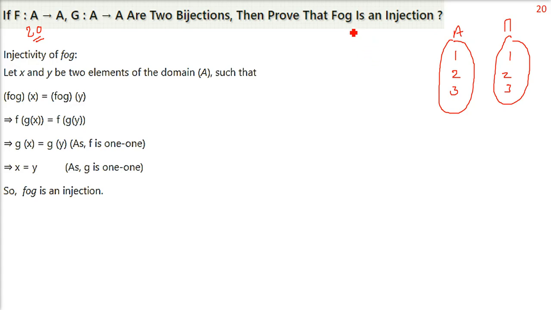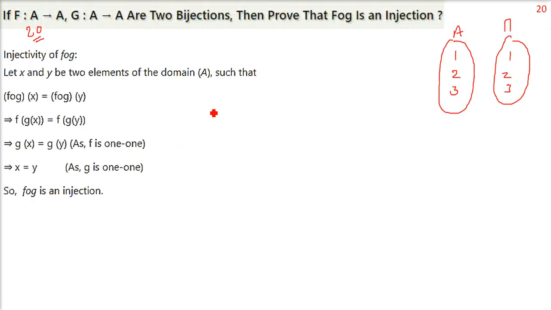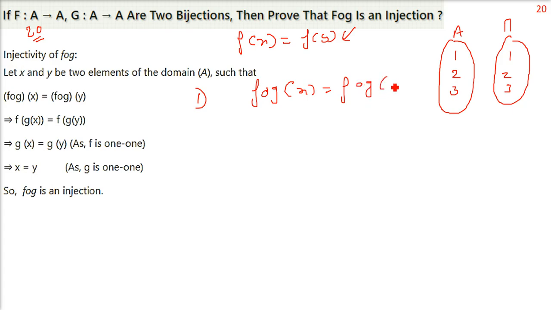So fog is an injection means what? You know how to prove an injectivity. Fx equals Fy, so we prove x equals y. Let me tell you again. For any function f, we say Fx equals Fy, and then we try to prove that x equals y, then it is 1 to 1. But here we will deal with fog. So fog of x is equal to fog of y. We assume that this is true, and then we will try to prove x is equal to y.